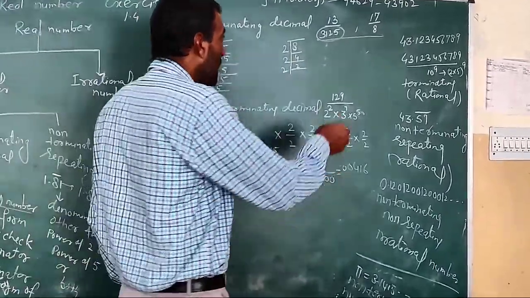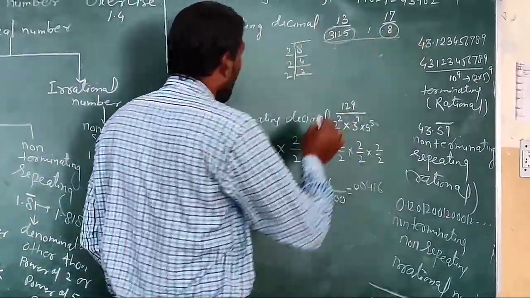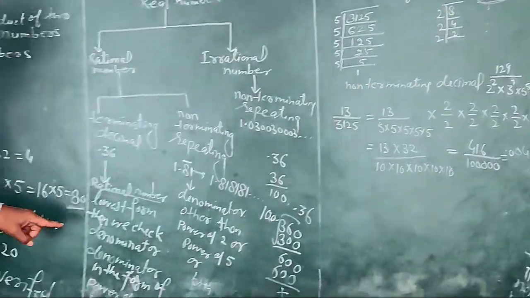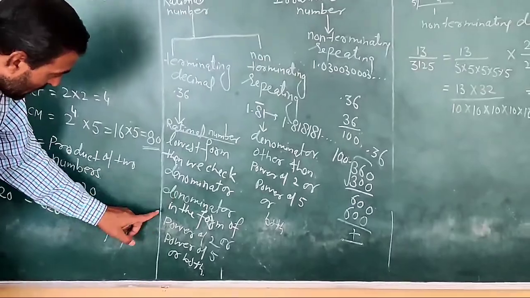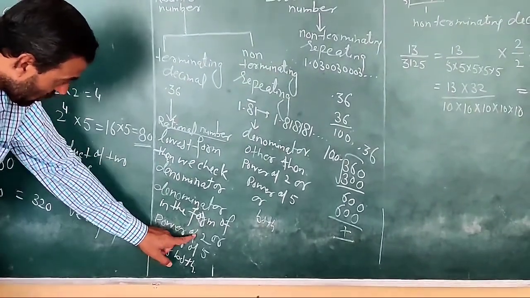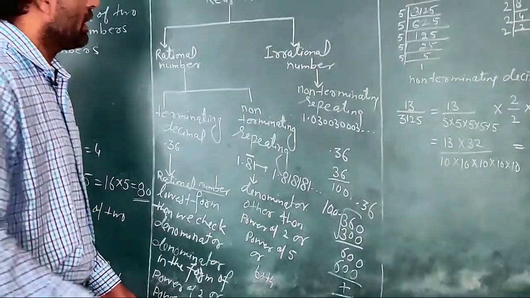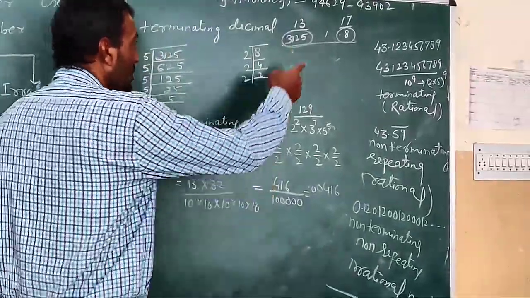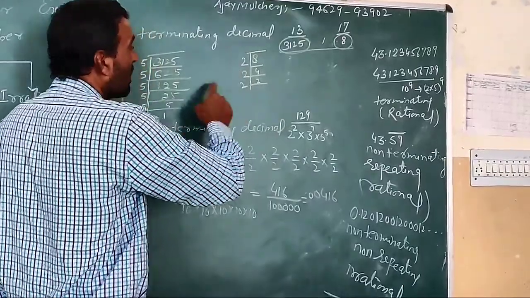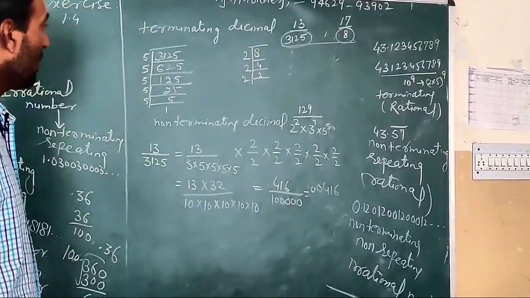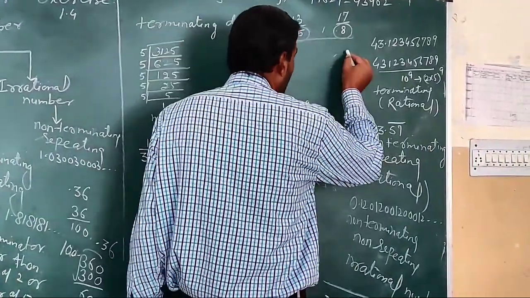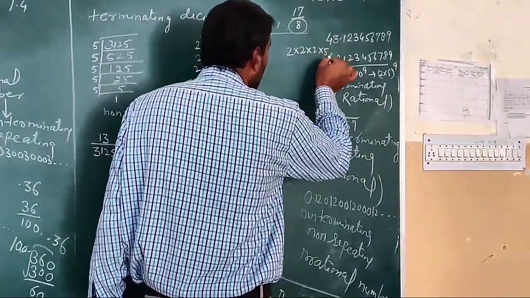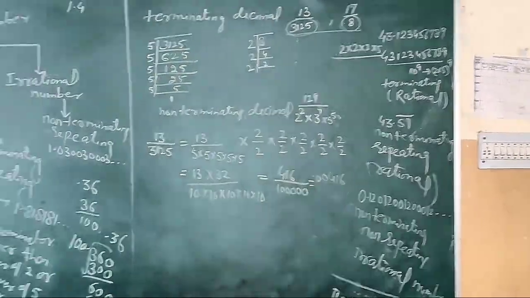And look, this 8 is there, 17 by 8, and the factor of 8 is in the form of 2. So this is a terminating decimal, since the denominator is in the form of a power of 2 or a power of 5 or both. Here all are 5, so this is a terminating decimal, and in 17 by 8 all are 2, so this is also a terminating decimal. For example, if the factors are in this form, 2 into 2 into 2 into 5, then also this is terminating.